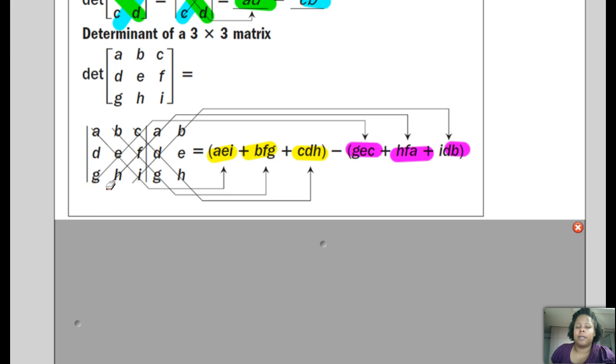Now, I know some of you are saying, what if I have a 4 by 4 matrix or a 5 by 5 matrix? Well, you can still compute the determinants using some algebraic or arithmetic properties, but it takes a very long time.